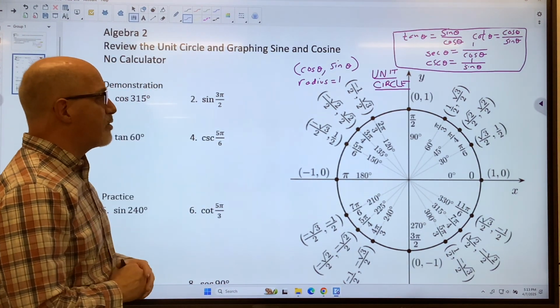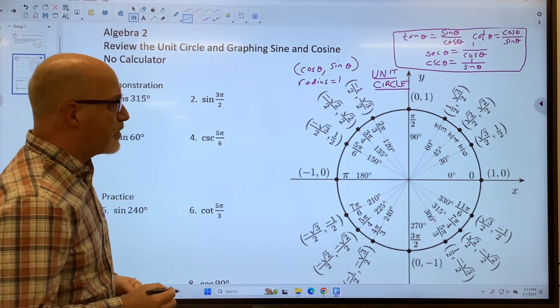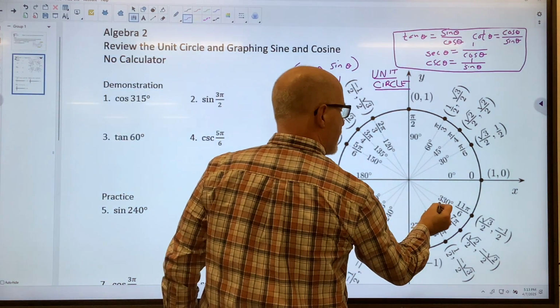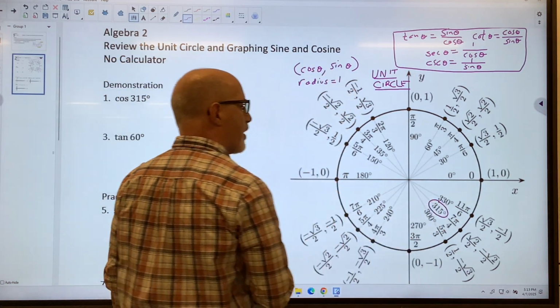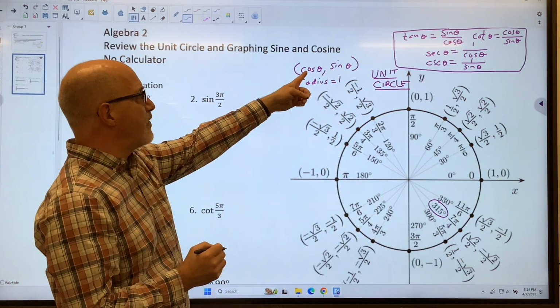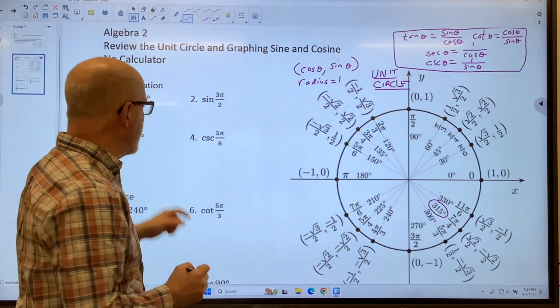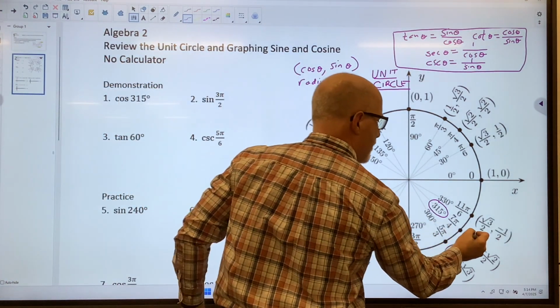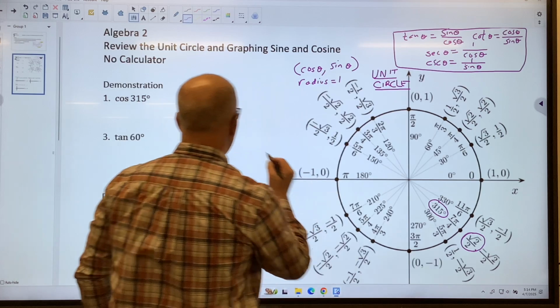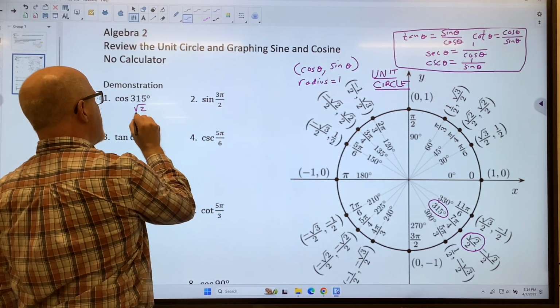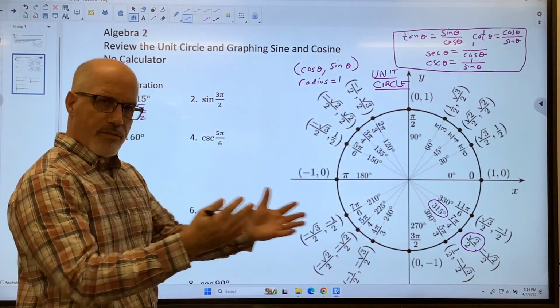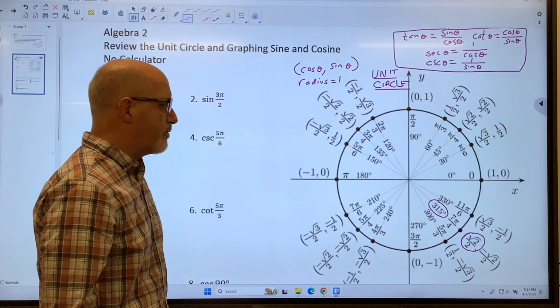So cosine of 315, what you want to do is first of all go and find 315, which is right here in the fourth quadrant. And then we're going to just use the fact that cosine is the first value. So cosine of 315 would just be the square root of 2 over 2. So once you know this unit circle, there you have the answer right there for you.